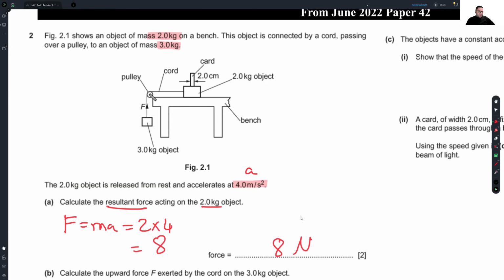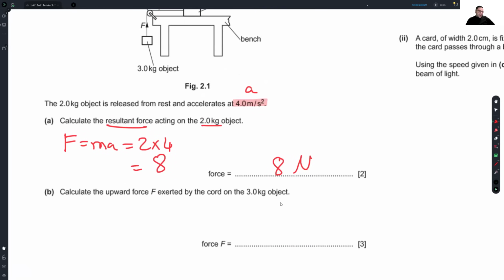And it's one of the few tricky questions because I'm not going to use this value ever again. And we move on. Or we might, I'll show you where. Calculate the upward force F exerted by the cord on the 3 kilogram object. This is something I'll mention later when we start solving past papers. But I want you to fear 3-mark questions more than 2 or 4-mark questions. Usually, if there's 3 marks to a question, there's a trick in there. Somewhere. Most of the time.